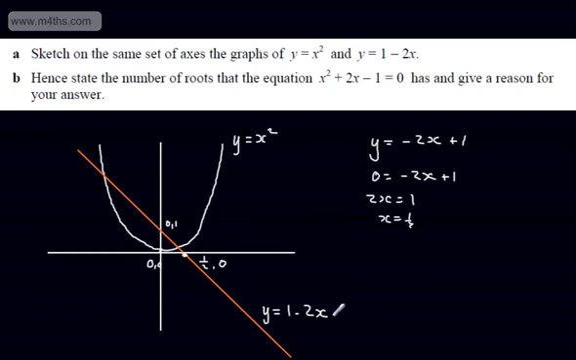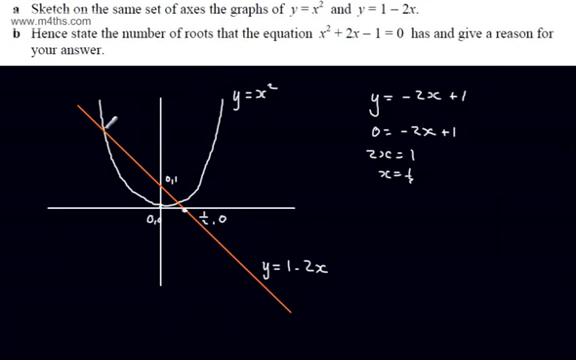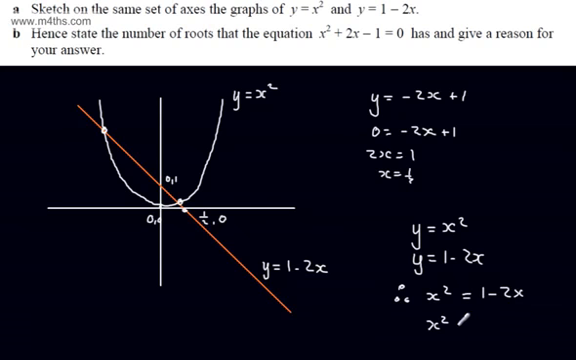It says in part B, hence state the number of roots that the equation x squared plus 2x minus 1 equals 0 has, and give a reason for your answer. Now let's look at this right here. This line intersects a curve here and here. If y is equal to x squared and y is equal to 1 minus 2x, therefore we can say that x squared is equal to 1 minus 2x. We can say that x squared plus now 2x minus 1 is equal to 0, rearranging.